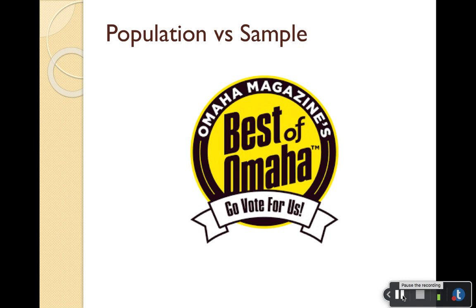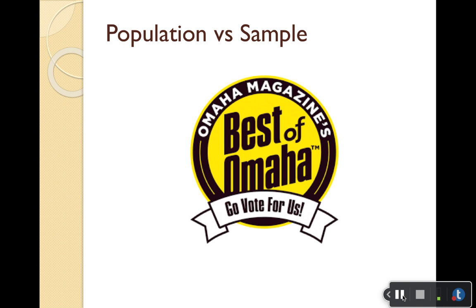When we talk about thinking critically about research, we really want to be cognizant of what the population is and what the sample is. So as a little exercise, I decided to pick on something that we have here in Omaha, which is a contest called the Best of Omaha. If you're really interested, you can Google it. You might already be familiar with it.